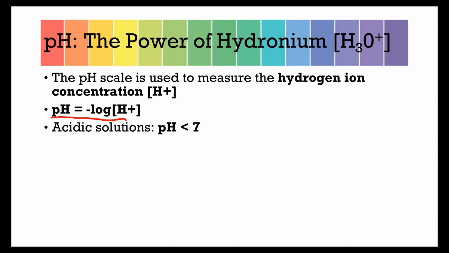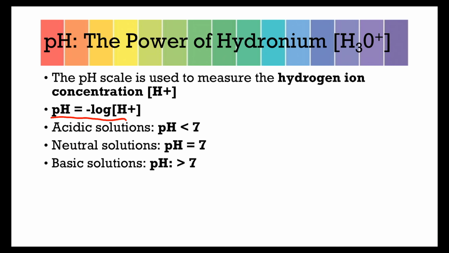Acidic solutions have a pH that is less than 7. Neutral has a pH of 7. And basic solutions have a pH greater than 7. So if something has a low pH, that means it is acidic. If something has a very high pH, that means it is basic.